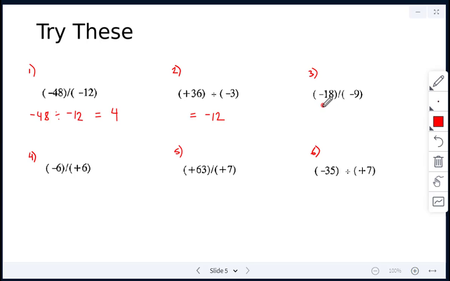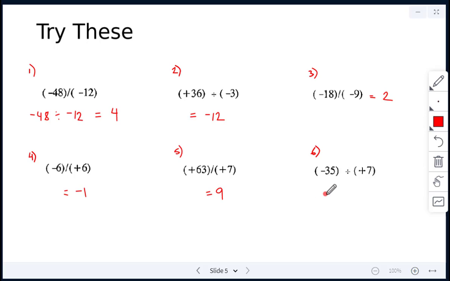Here we have negative 18 divided by negative 9. 2 negatives being divided, so our answer will be positive 2. Negative 6 divided by a positive 6, a negative and a positive, so our answer is negative 1. Here it's just 2 positives being divided together, 63 divided by 7. The answer is positive 9.